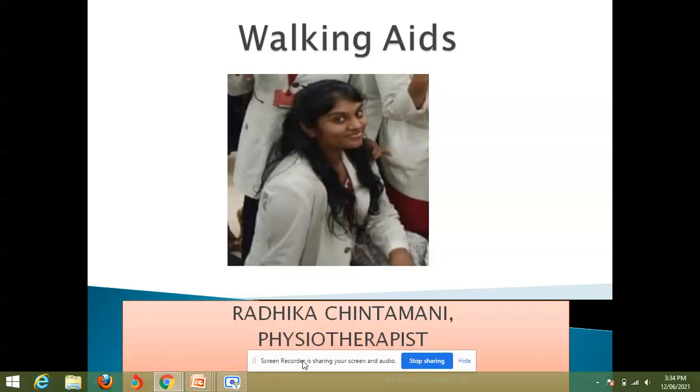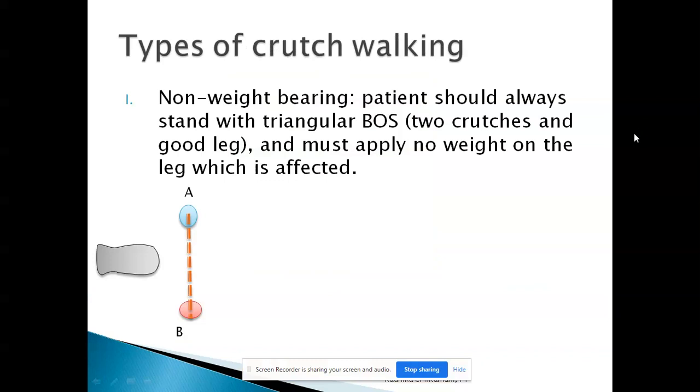Let's start with the second part of the walking aids, that is your types of crutch walking. When we're talking about types of crutch walking, I'm not talking about types of crutches. Types of crutches was already dealt with in the previous video. If you have not visited the previous video, I'll put up the link in the description box below.